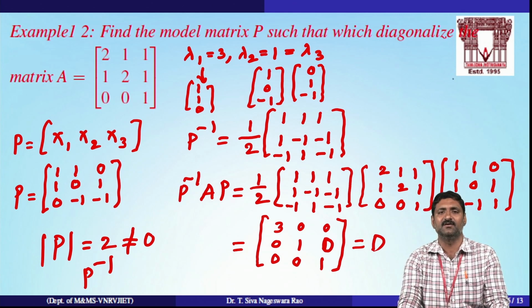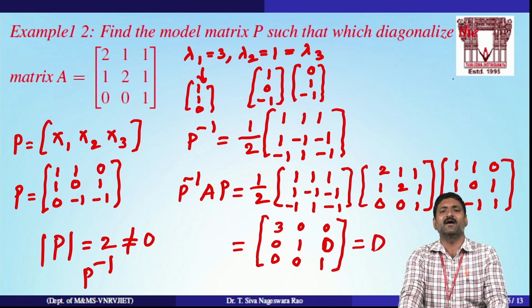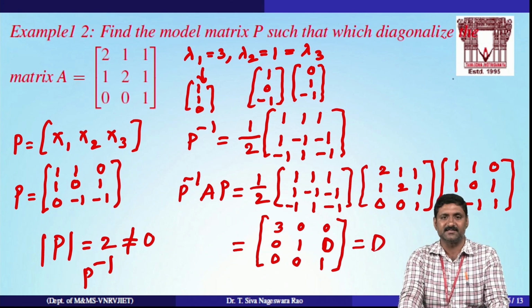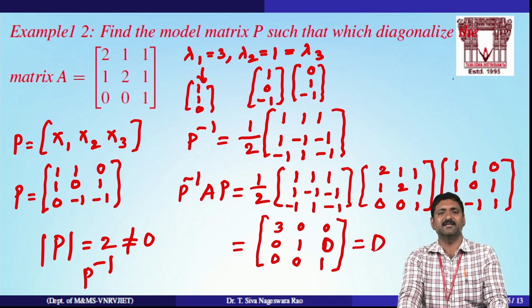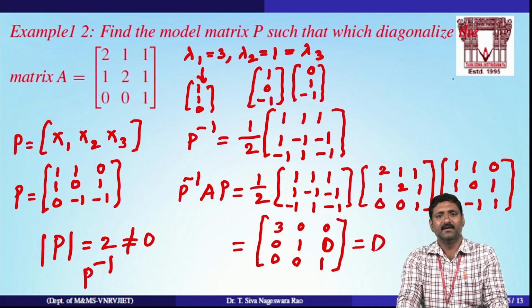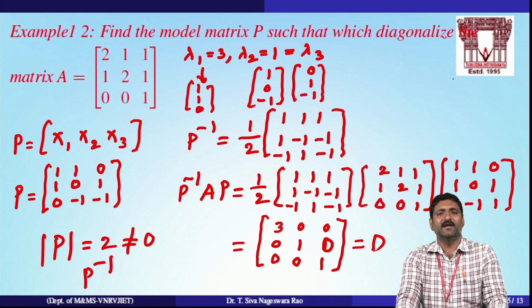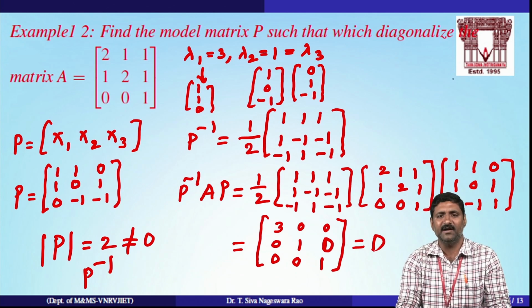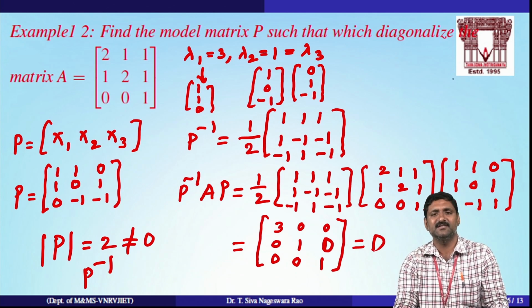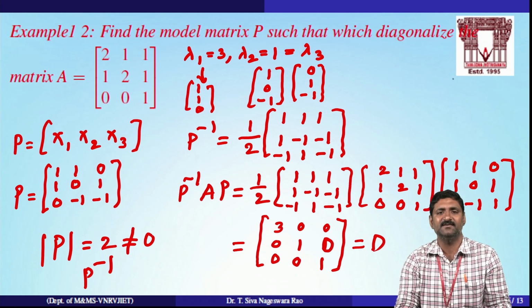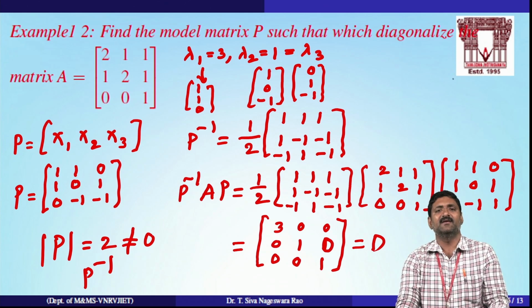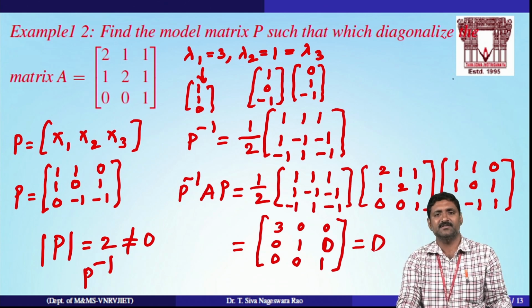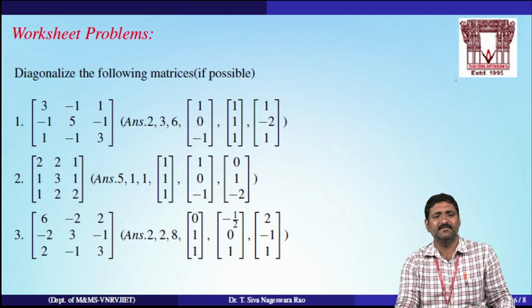Determinant of P should not be equal to 0. If it is equal to 0, then the matrix is not diagonalizable, because P inverse does not exist. So, if determinant of P is not equal to 0, we will proceed further. Find P inverse, adjoint P by det P. We will get the P inverse value. By multiplying P inverse with A with P, we will get the diagonal matrix. What is the specialty of this diagonal matrix? It is a diagonal matrix in which the diagonal elements are eigenvalues of capital A. This is the process to diagonalize the given matrix.